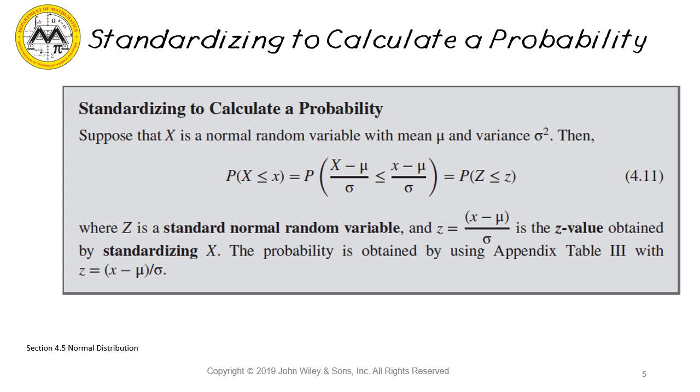So, to standardize or to calculate the probability, suppose that x is a normal random variable with mean mu and variance sigma squared. Then the probability that the random variable x takes a value less than or equal to x is equal to the probability of (x minus mu) over sigma, which is Z, less than or equal to (x minus mu) over sigma, which is the probability that the random variable Z takes a value less than or equal to z. Here Z is the standard normal random variable and z is equal to (x minus mu) over sigma, the z value obtained by standardizing the random variable x.